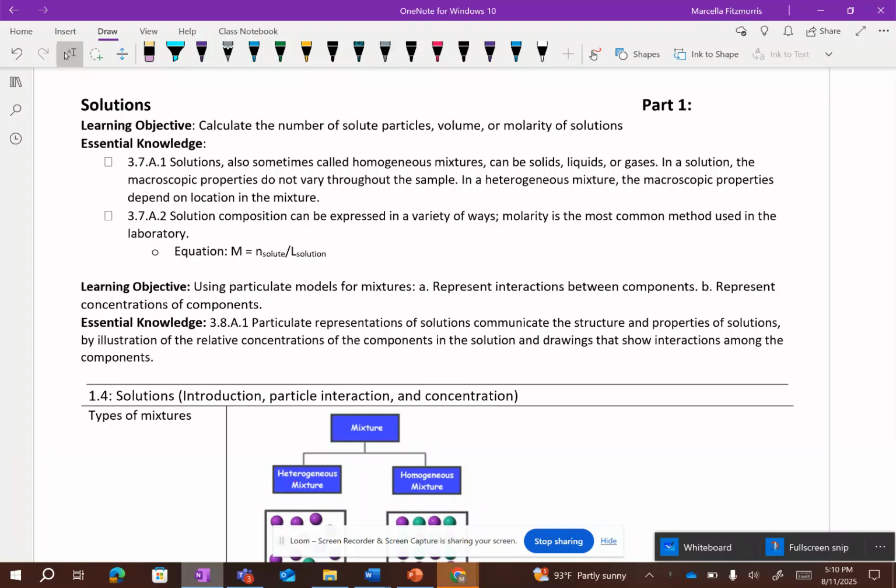This lesson is on solutions. Okay, so our learning objective is to calculate the number of solute particles, volume, or molarity of a solution.